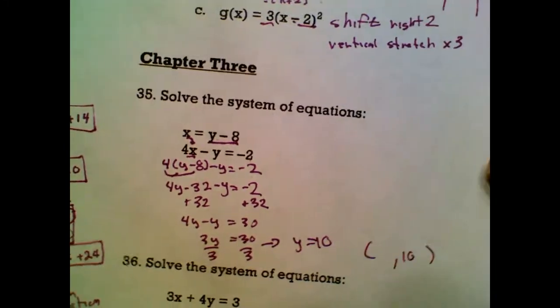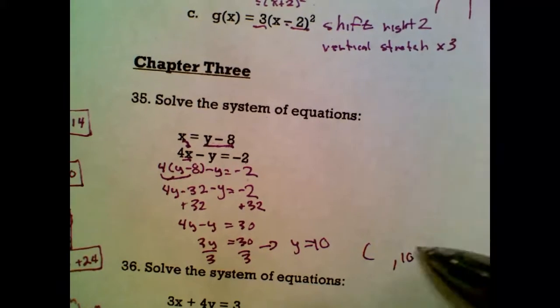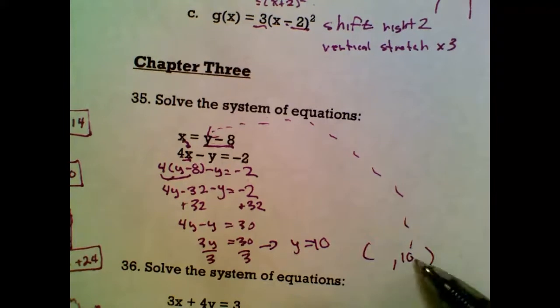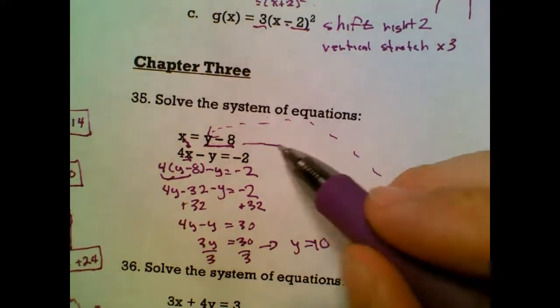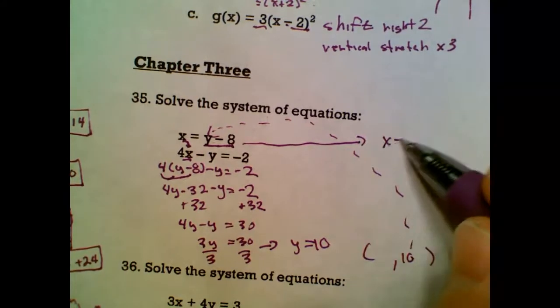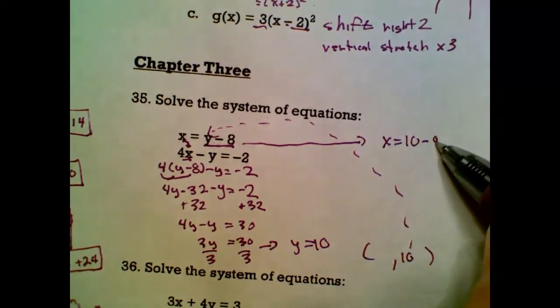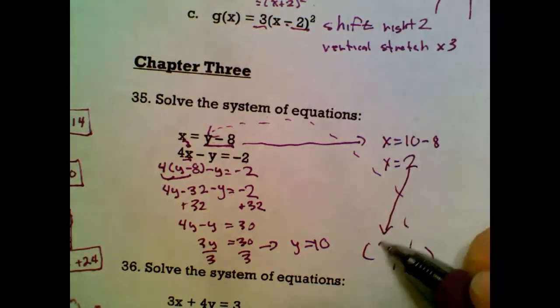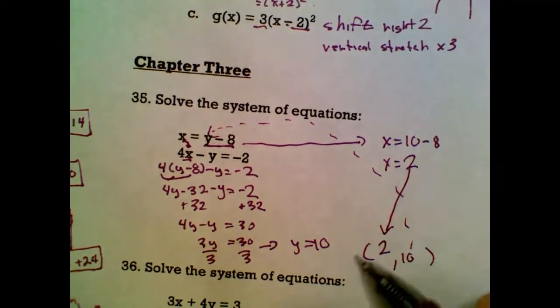Now we got to figure out what our x is. So what we're going to do, we're going to take this 10, plug it into either of these equations. This is the easiest one, so let's plug it into that one. Plug it in for that y right there, and what do we get? x is equal to 10 minus 8. So x is equal to 2, and we put that right there. So our solution to the system of equations is (2, 10).